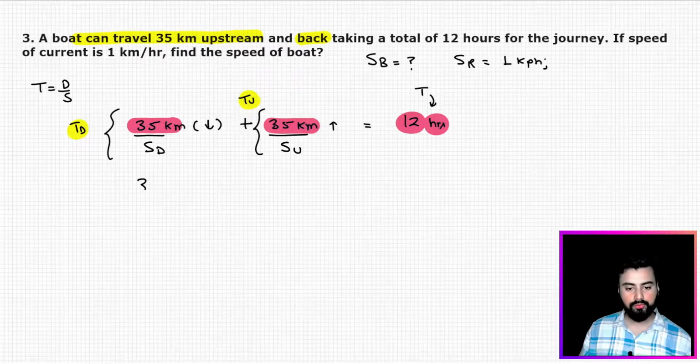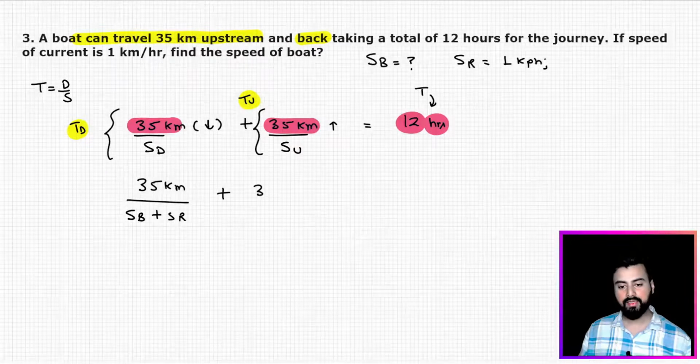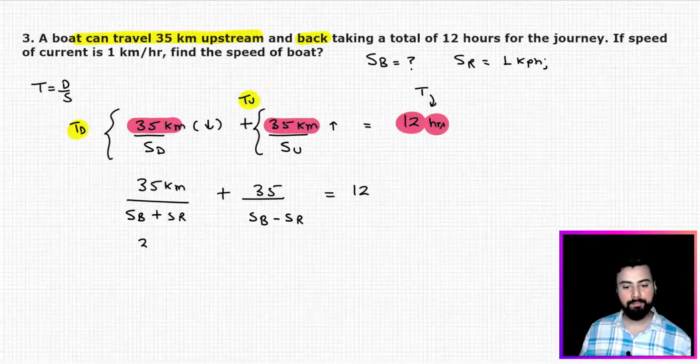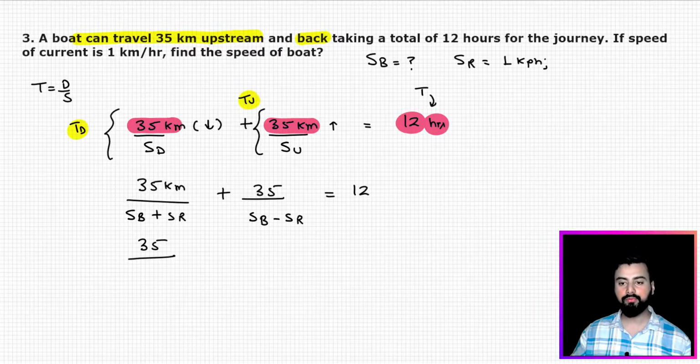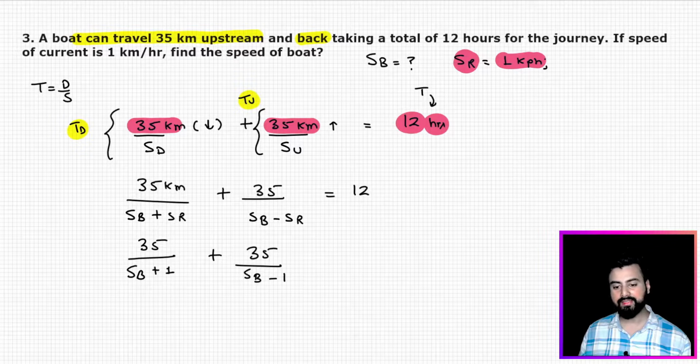Now, we already know how we calculate speed downstream: speed of boat plus speed of river. Likewise, what is the formula of speed upstream? Speed of boat minus speed of river. And this should be equal to 12. So let me plug in the value of speed of river, which we are already given. Speed of boat plus 1, speed of boat minus 1, and this should be equal to 12.